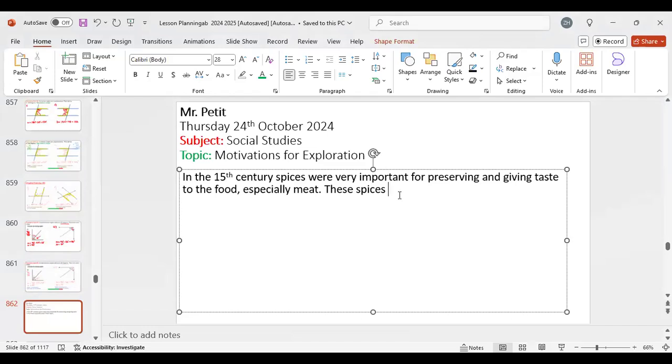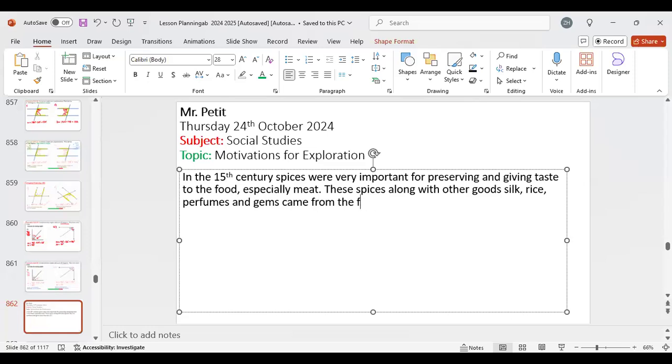So these spices, not only because of the spices, but along with other goods like gold, fabric, and other goods such as what? Silk. Fabric. Rice. Rice was very important. Perfumes and gems came from the Far East.